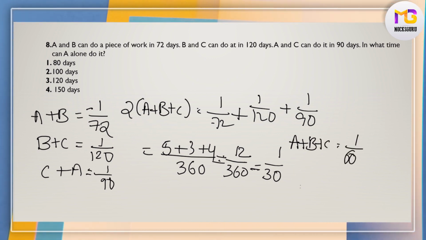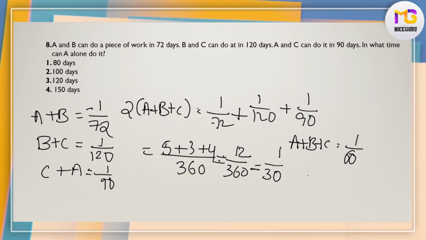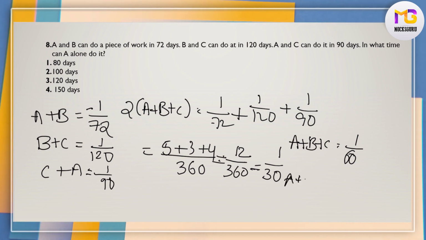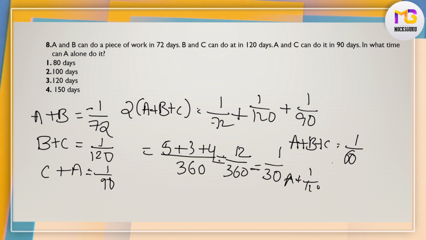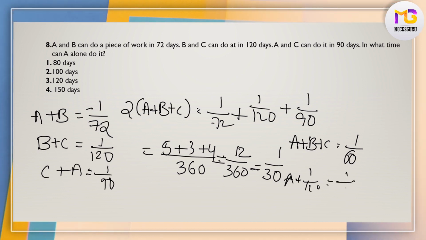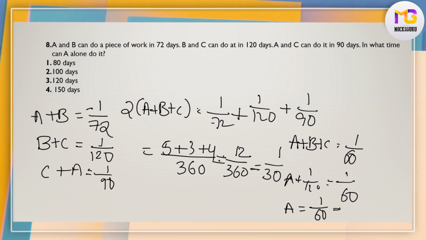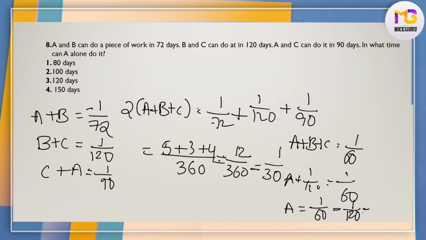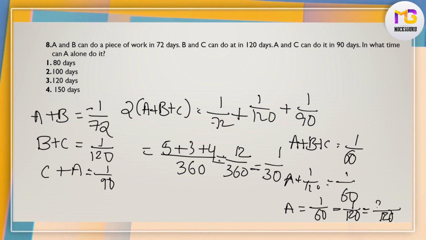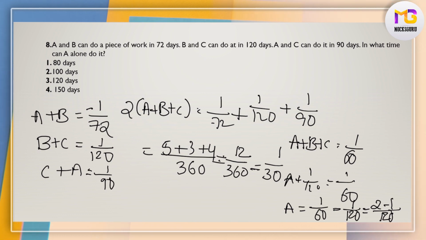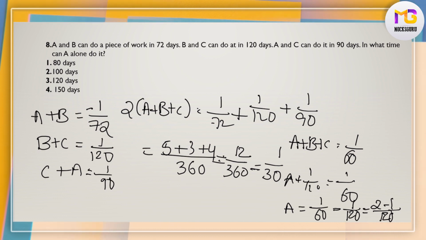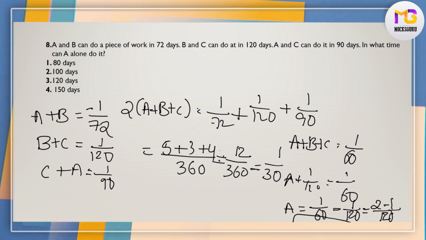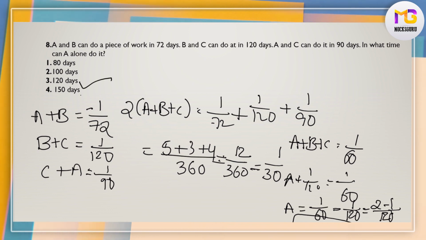How much can A do, like in how many days can he complete the work? For that we have to substitute B plus C. B plus C is 1 by 120, so we have to substitute that. A plus 1 by 120 is equal to 1 by 60. So A is equal to 1 by 60 minus 1 by 120. So here we have the LCM 120, 2 minus 1. So A is equal to 1 by 120. So the answer is A can complete the work alone in 120 days. So the option is option 3.